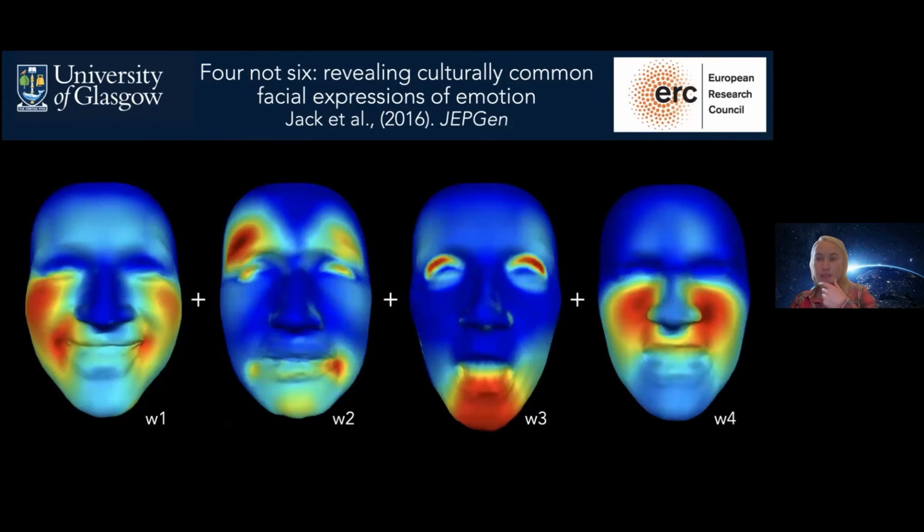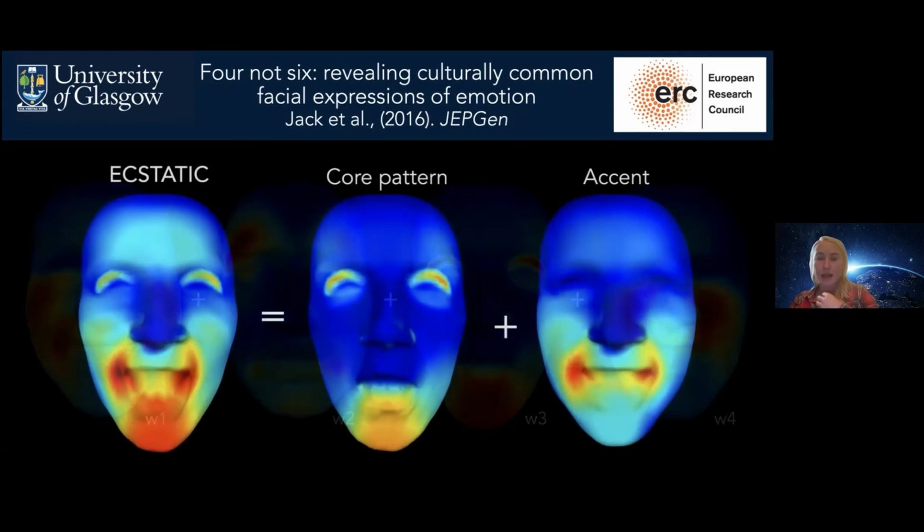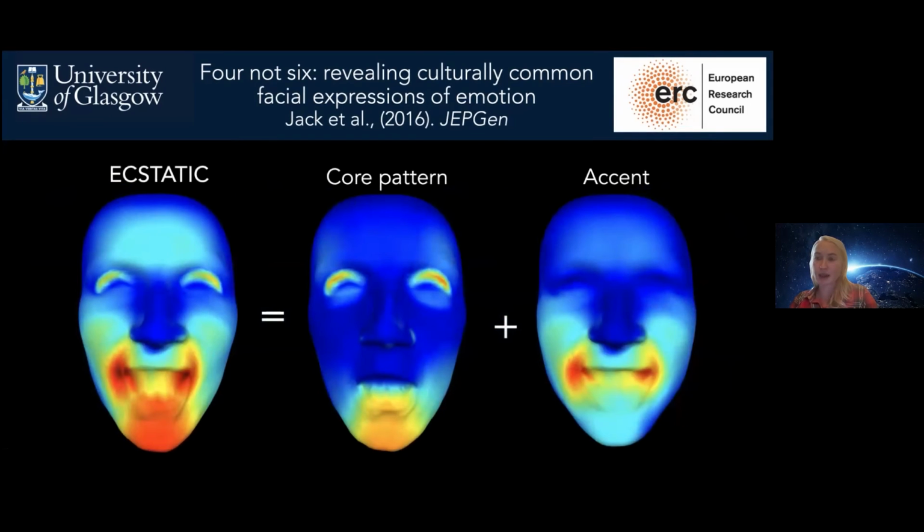And so what we found is that there are 4 main expressive patterns that subtend this wide range of facial expressions. So it's 4, this is why we called it 4, not 6. We found that there were really 4 culturally common expressive patterns. And that means that every individual facial expression that we modeled can be expressed as one of these core patterns plus an accent. So this is an example of ecstatic. It has a core pattern with the wide eyes and an open mouth, plus an accent.